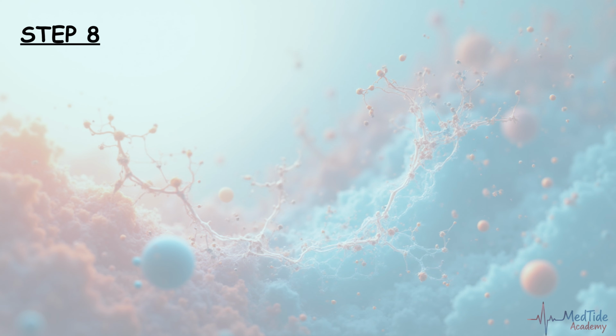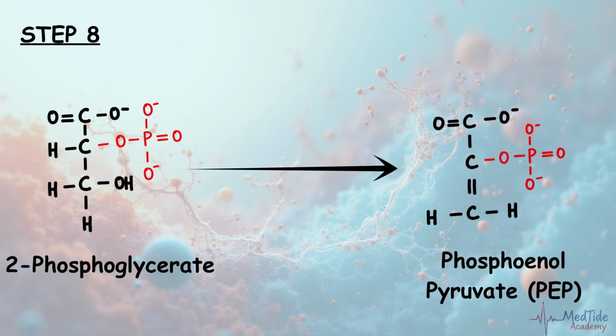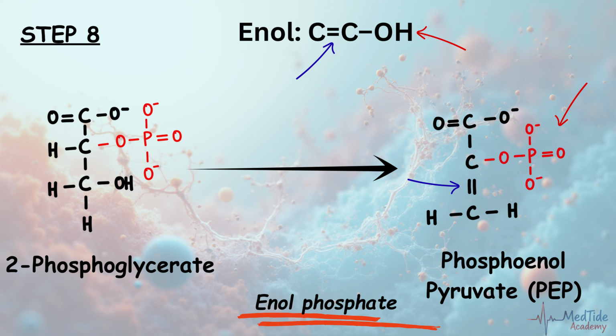Moving on. In step 8, 2-phosphoglycerate is converted to an enol, specifically phosphoenolpyruvate, PEP for short. An enol is a type of organic compound that contains a carbon-carbon double bond, as we can see here, and a hydroxyl group. Comparing this to our PEP structure, we can see the carbon-carbon double bond right here. However, the hydroxyl group is replaced by a phosphate group. Thus, we can say that PEP is an enol phosphate. The conversion of 2-phosphoglycerate to PEP is catalyzed by the enzyme enolase, and this reaction is reversible.